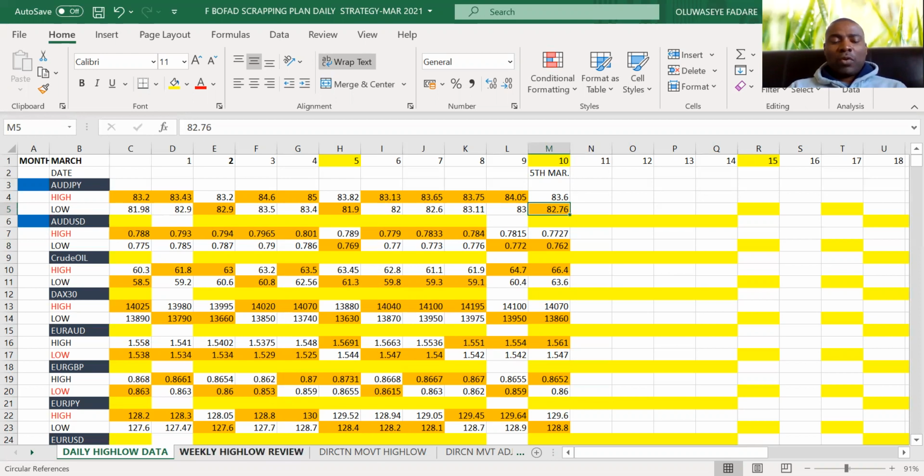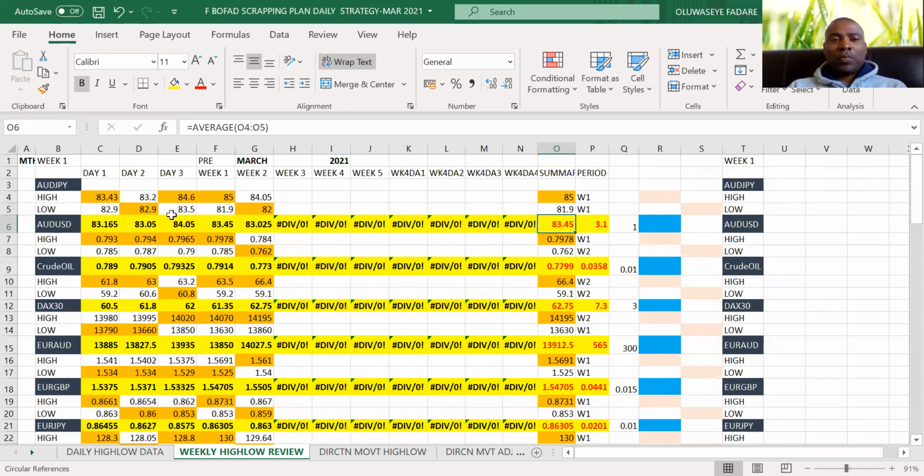Now, from this, we're able to get the weekly report. The weekly report starts from here. So the first 2, 3 are the days before the weeks. The week is a combination of the first 5 days to get the position as at the end of the week. And here you have the highest price so far in the last 2 weeks. We are in week 2 now. So as at week 2 from this report, the highest price so far is 85 and the lowest price so far is 81.9.